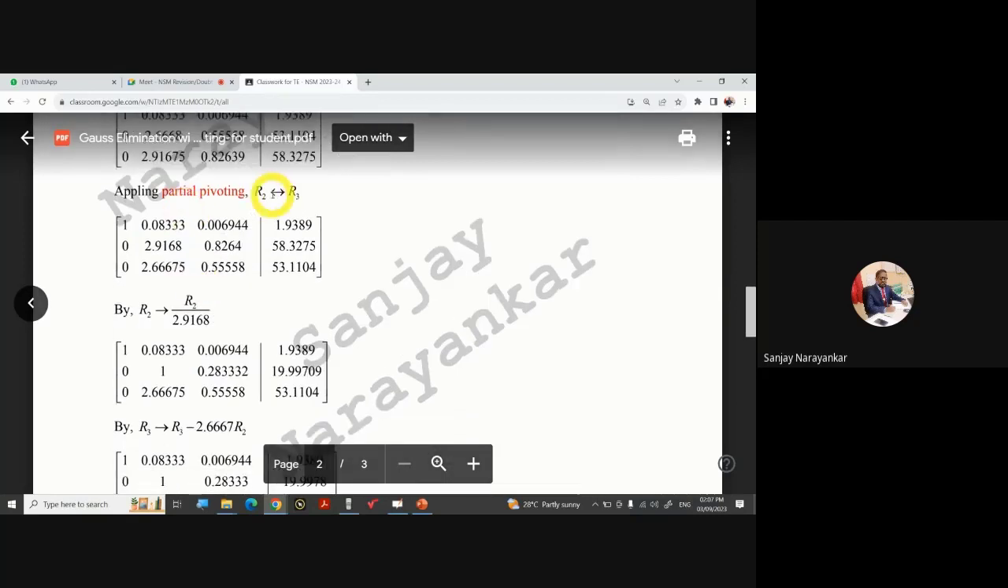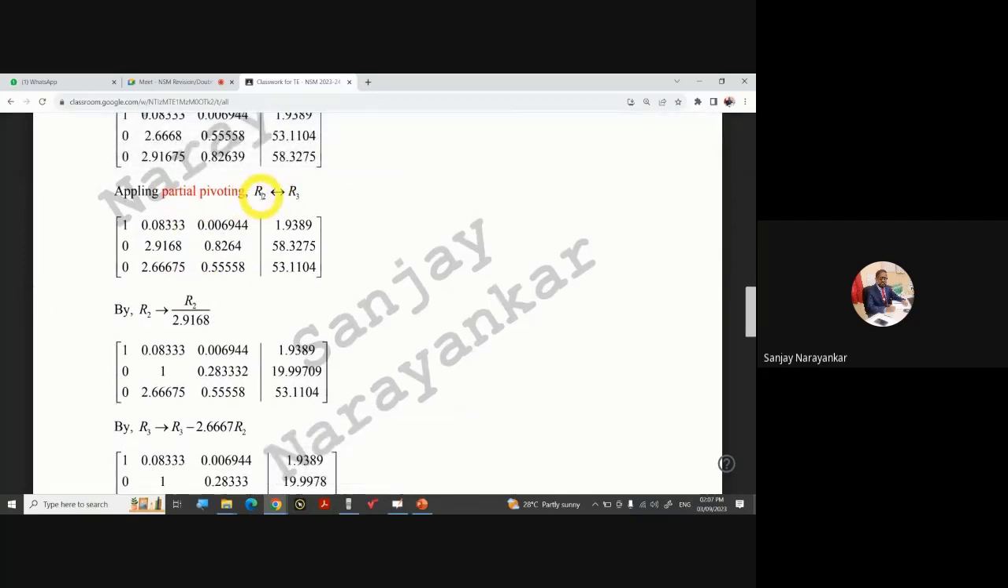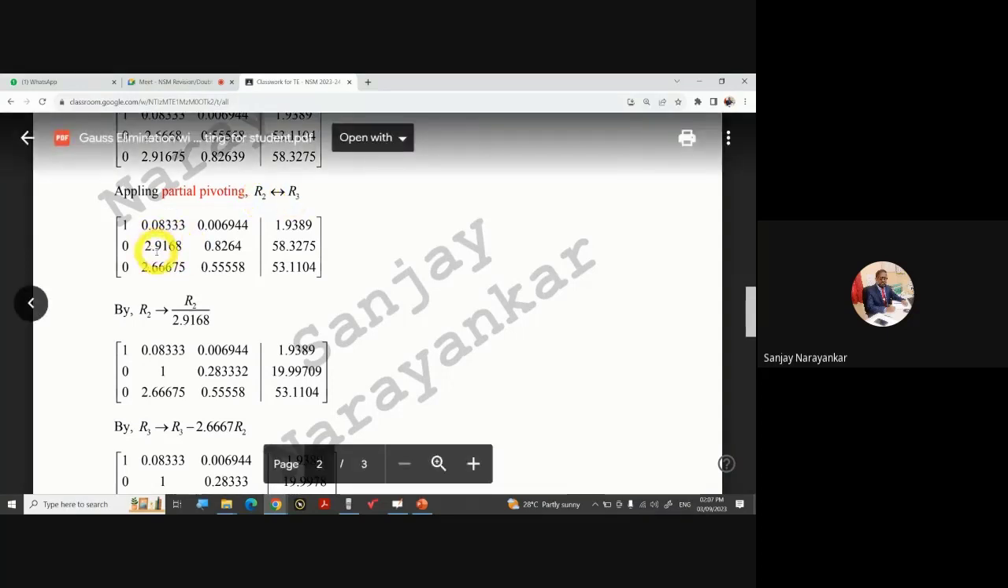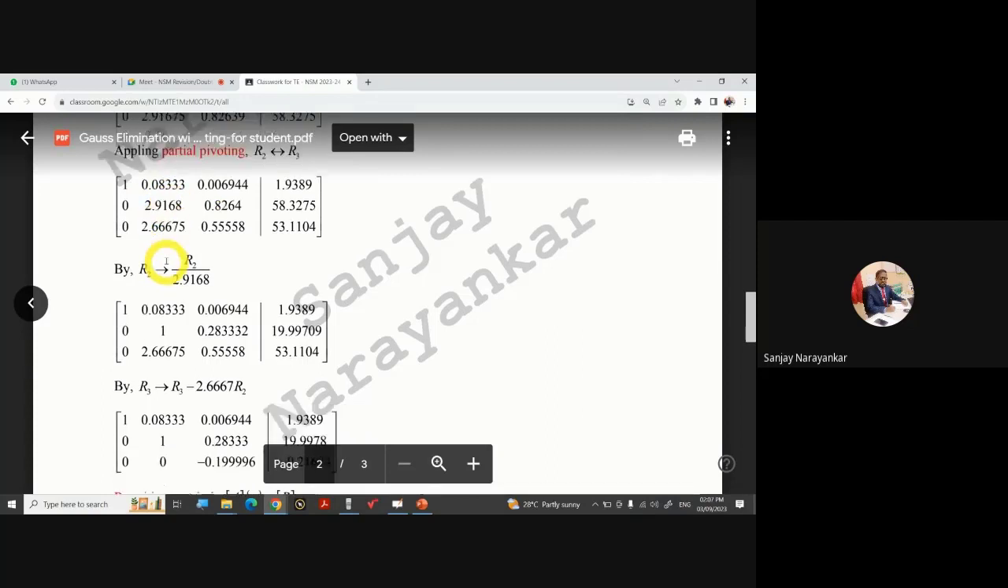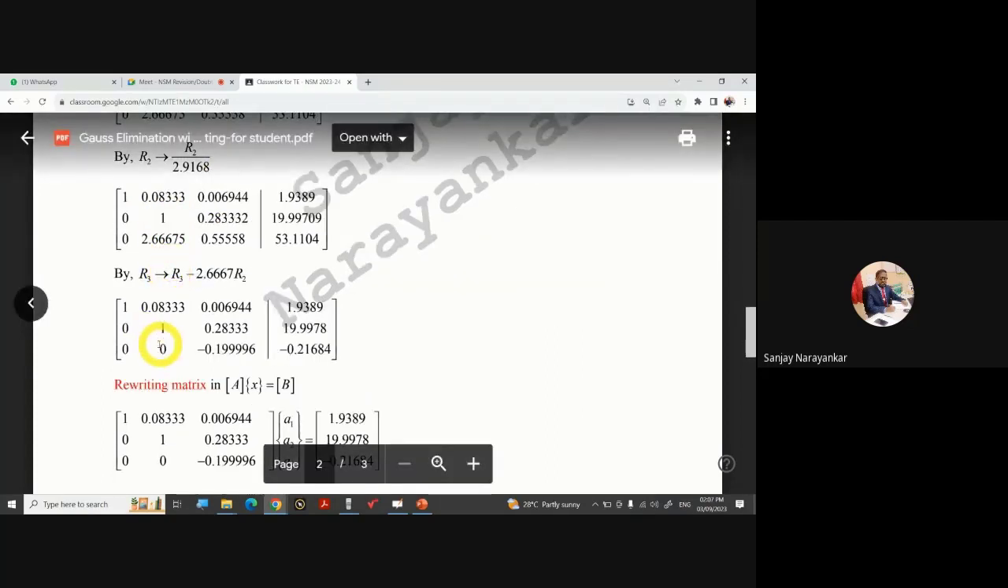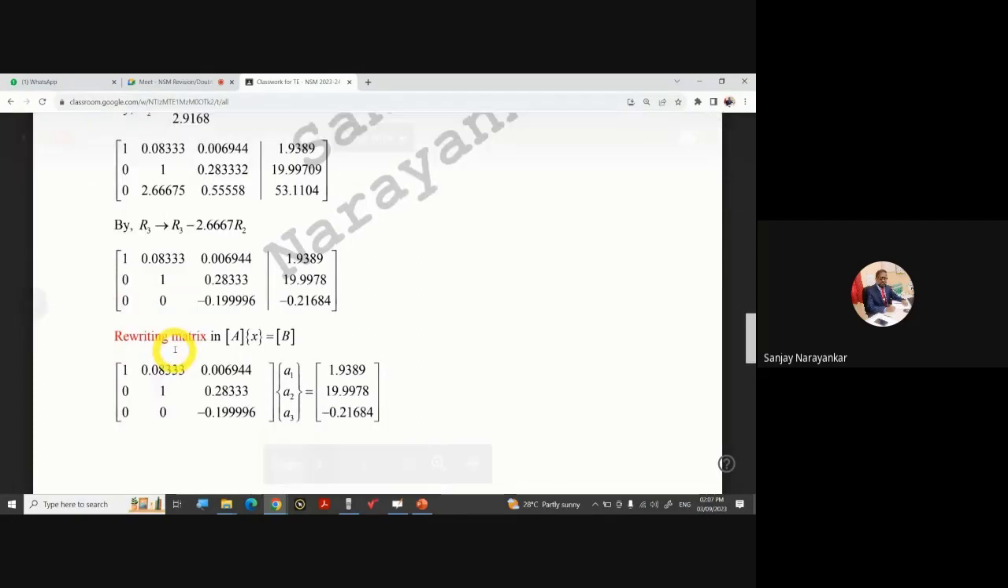मग आपण काय केलं? पार्शियल पिवटिंग केलं. We switch or exchange the row R2 R3 जेणेकरून हा एलिमेंट काय आला? मॅक्सिमम आला. मग ह्याला आपण काय केलं? ह्याचा यूज करून त्या एलिमेंटला 0 केलं. ठीक आहे, इथे 0 केलं. एकदा हे अप्पर ट्रायंग्युलर मॅट्रिक्स मध्ये फॉर्म मध्ये आला नंतर आपण काय करणार आहोत?